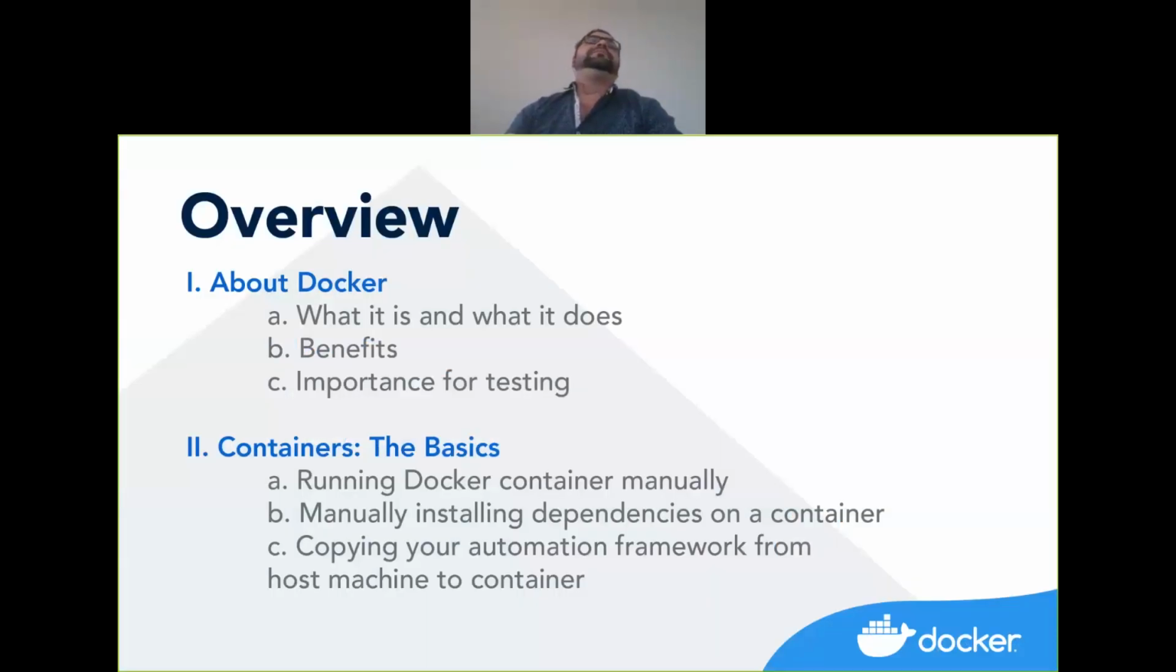For the overview, I'm going to give the concepts: what Docker is, what it does, the benefits, the importance, and basically focus on testing. We're going to run a Docker container manually. I'm going to show my terminal and run the command lines so you can have a better idea about it. Basically, we're going to install the dependencies on a container, and then we're going to copy an automation framework from our local host to a container.